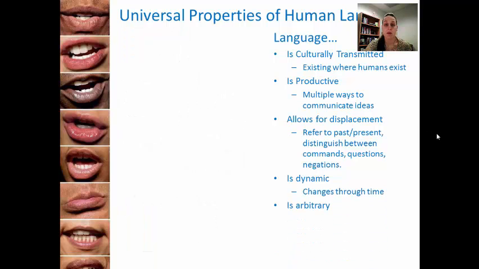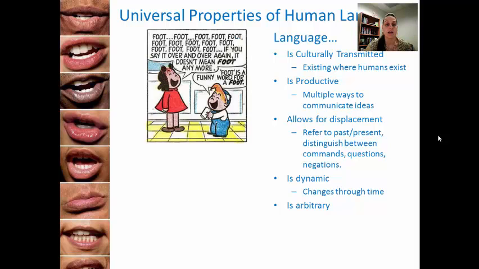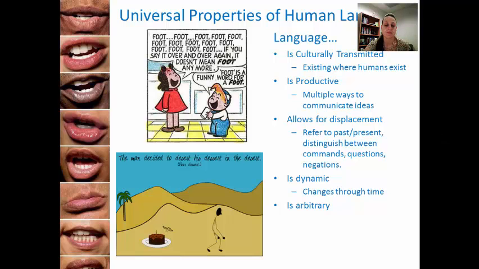Okay, the next universal property is that language is arbitrary, and you should have chosen this cartoon, which makes fun of the random nature of the word foot, right? And if you repeat it again and again, it doesn't really have any more meaning. Also, "the man decided to desert his desert in the desert" shows you how words that are spelled basically the same have different meanings, and so it was arbitrarily assigned to these different meanings.